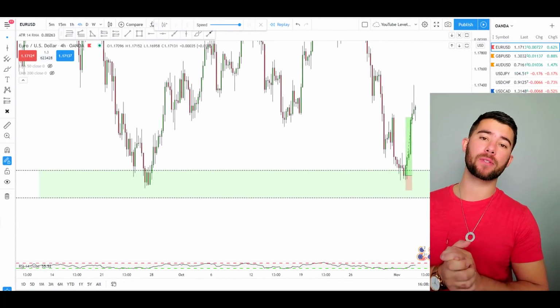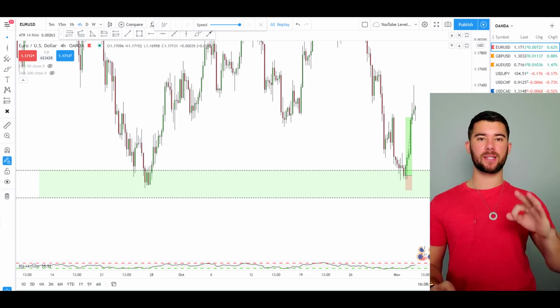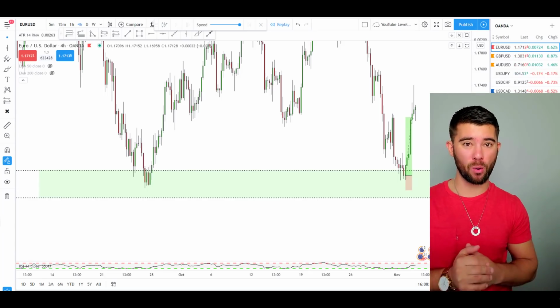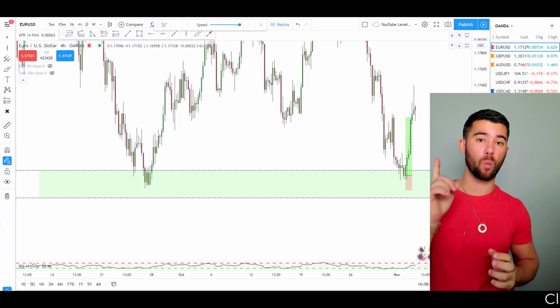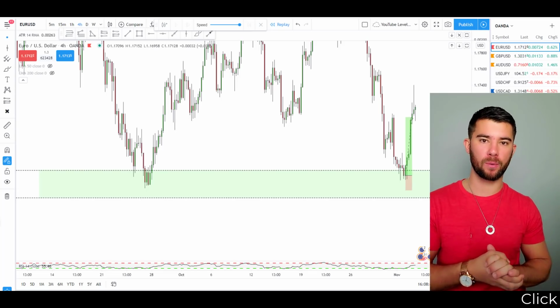Spotting major levels of structure that move the market consists of 3 extremely important steps. We're going to start off with step number 1, which is utilizing multiple time frames.